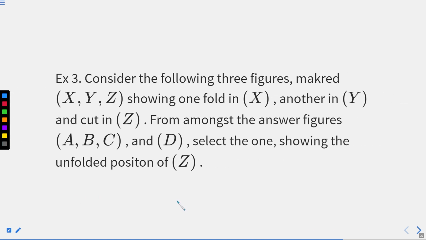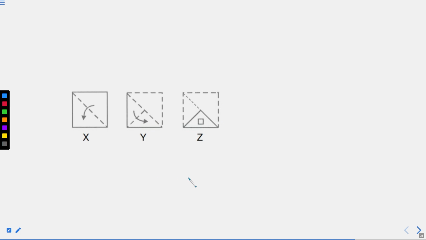Now the third question related to this kind of topic. So consider the following figures, that is X, Y, Z. This time you have 3 figures. X shows a folding, another is folded in Y, and another has a cut in Z. So from amongst the options given, that is A, B, C, D, select the one option showing the unfolded position of Z. Right. Now you can see all 3 positions.